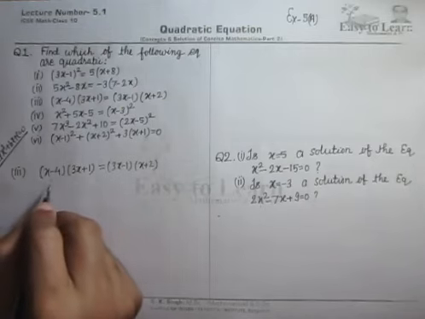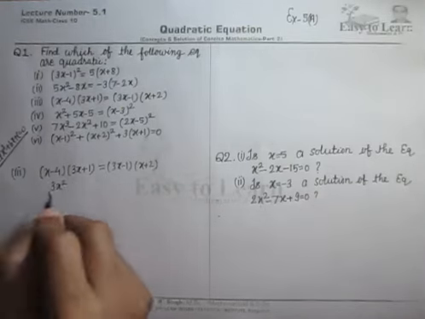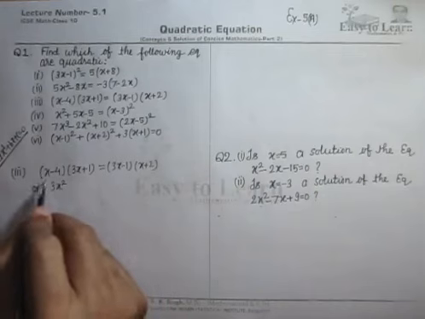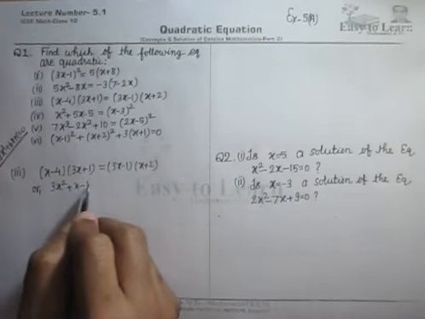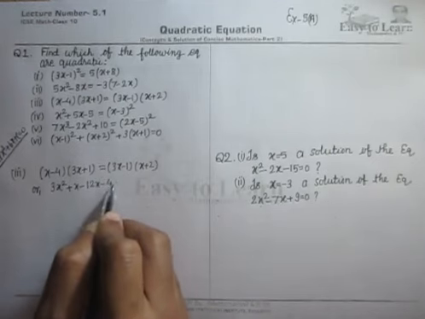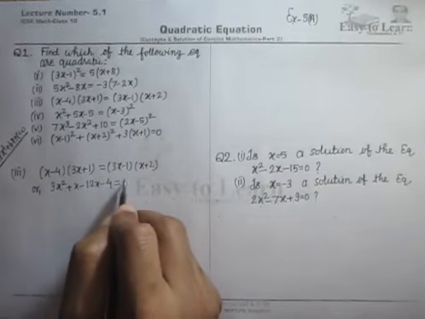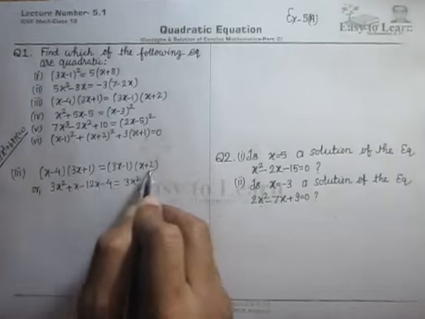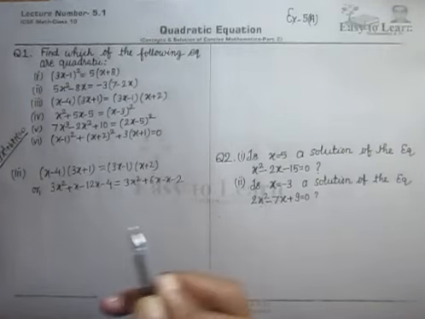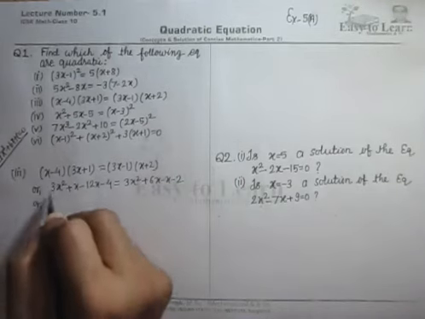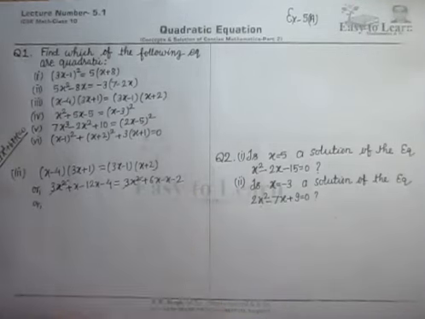This into this will be 3x², then x into 1 will be x, minus 4 into 3x will be 12x, minus 4, is equal to, now 3x into 2 is 6x, 3x², 6x minus x, and minus 2. Now 3x² will be cancelled, equal on both sides.